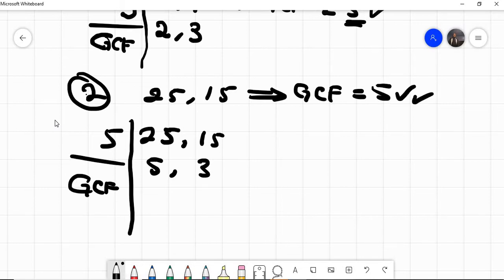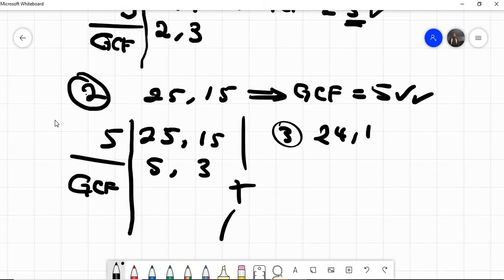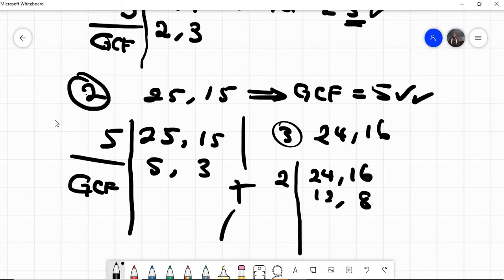So our example 3, we're given 24 and 16, and we're going to do our long division. Since both are even numbers, we can divide by 2, so this is going to be 12 and this is going to be 8. Then we divide by another 2, this one is going to be 6 and this one 4. We divide by 2, this one is going to be 3 and this one is 2. When they become different, we stop.